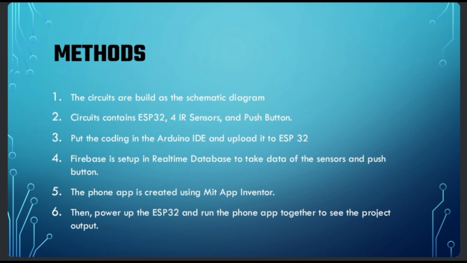First of all, we build a schematic diagram. This schematic diagram consists of an ESP32, 4 IR sensors and push buttons. We program the code in Arduino IDE. Firebase is set up with a real-time database to take the data of the sensors and push button. The phone app is created using MIT App Inventor. Then we power up the ESP32 and run the phone app together to see the program output.